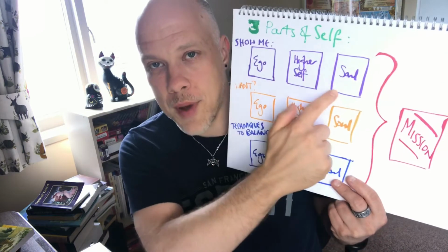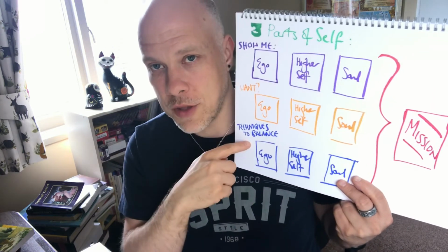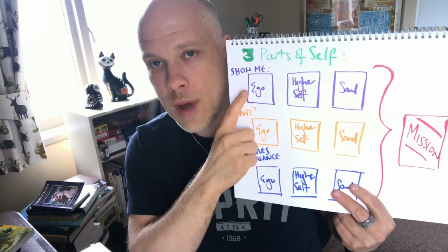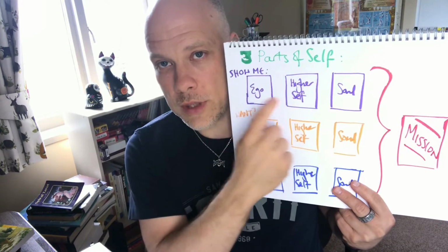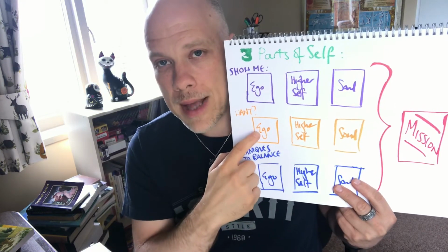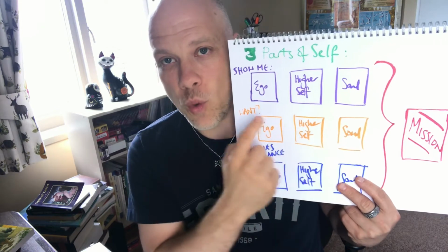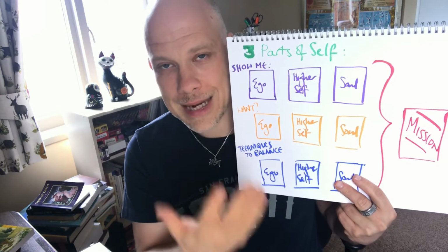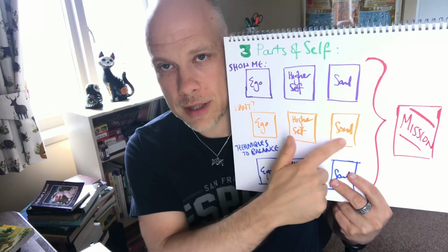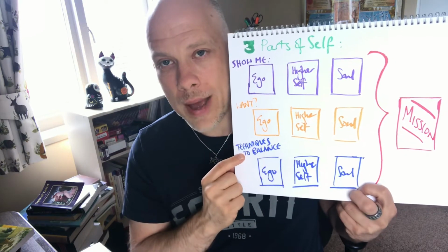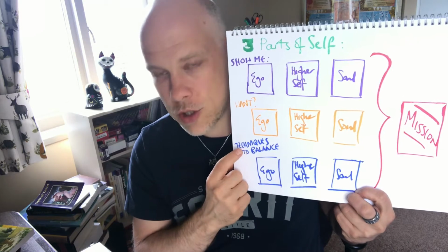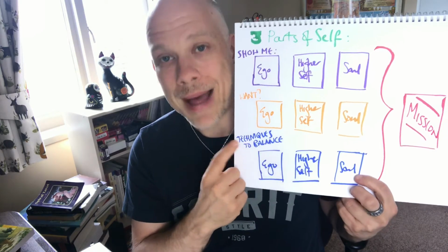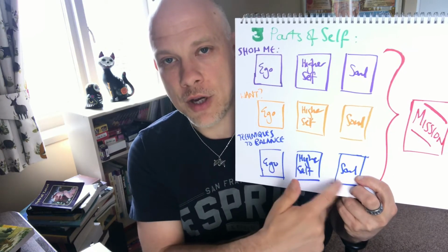And then, so there are 3 parts of yourself, and there are 3 parts to the reading. So first of all, you ask the cards to show you your ego, your higher self, and your soul. That's the first line. Then you ask what your ego, higher self, and soul want. So what are their wants and needs in this moment? And you ask the cards that. And then you ask what techniques can you use, or what techniques should you use to balance your ego, your higher self, and your soul.